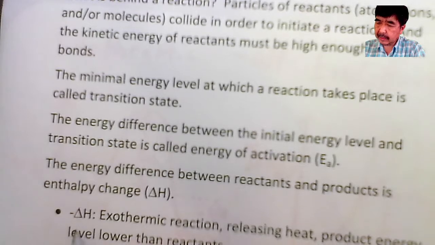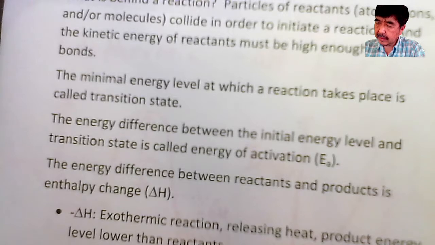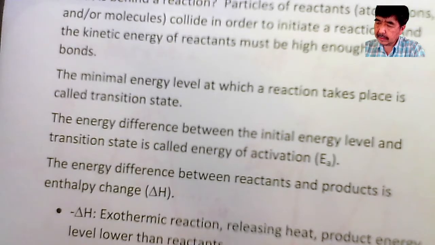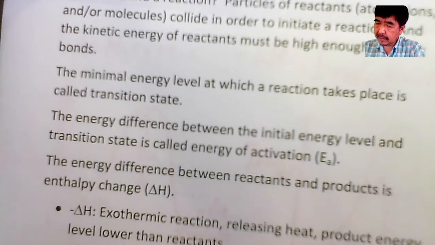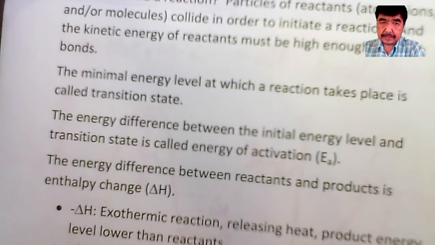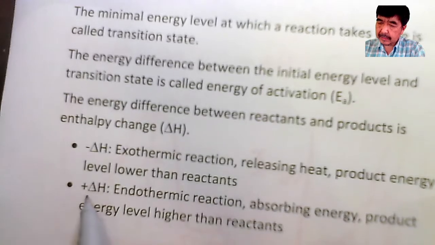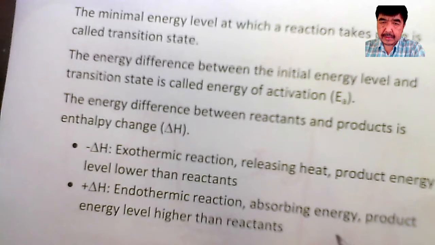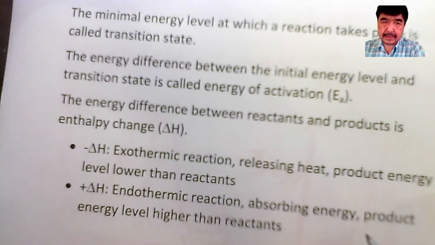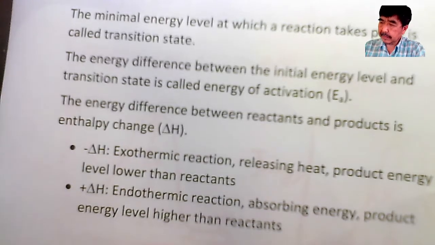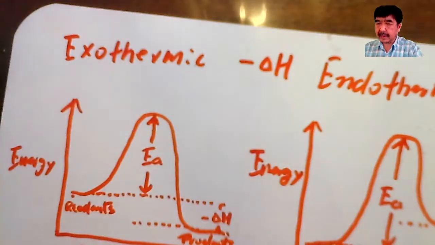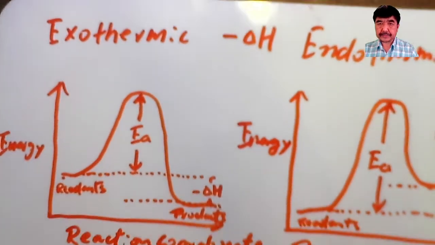Okay, if the enthalpy change is negative, it's exothermic. They release heat, and the product energy level is lower than the reactant. If the delta H is positive, it's an endothermic reaction. They require energy, absorbing energy. The product energy level is higher than the reactants. Let's take a look at those diagrams here.